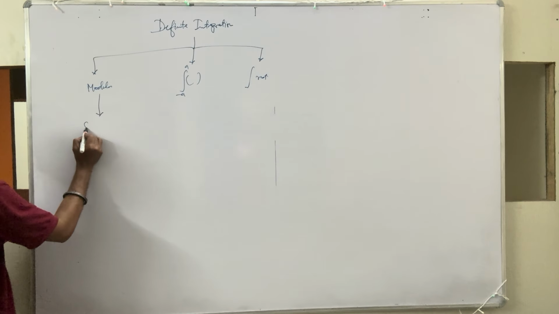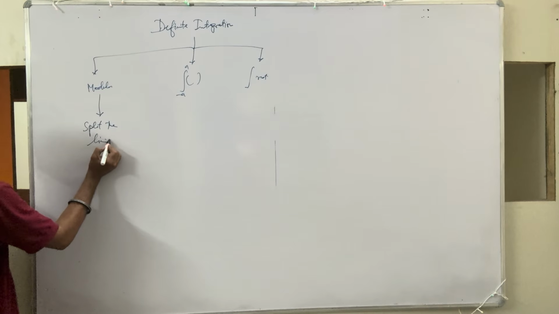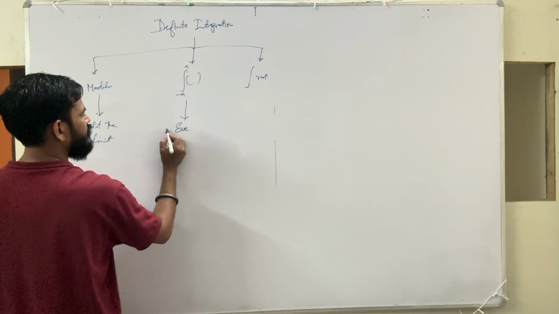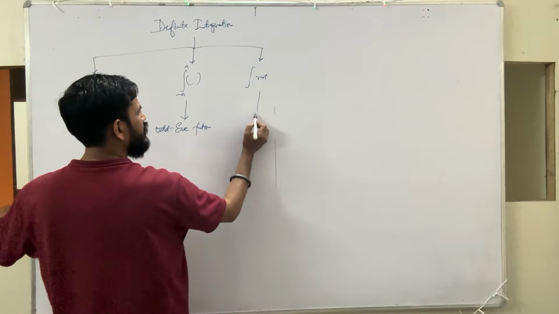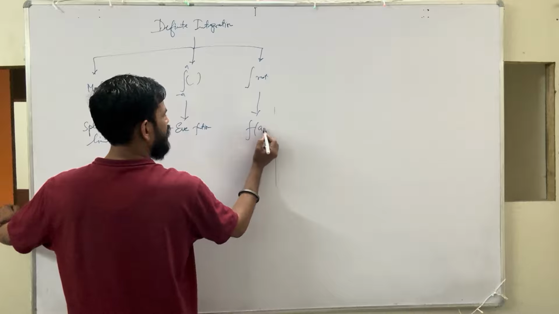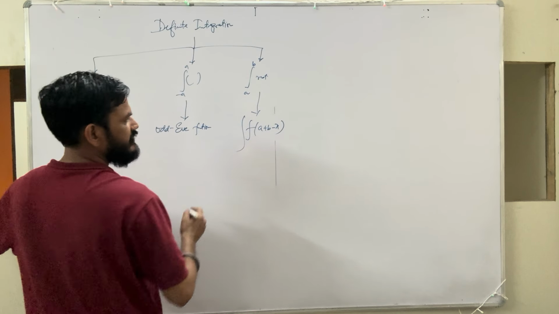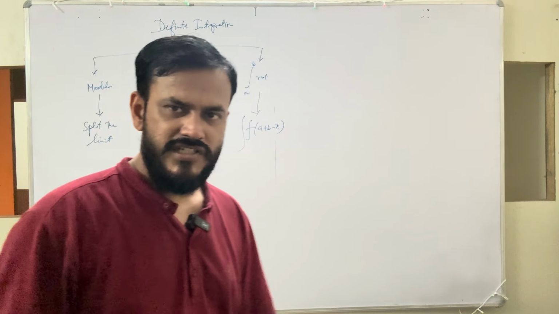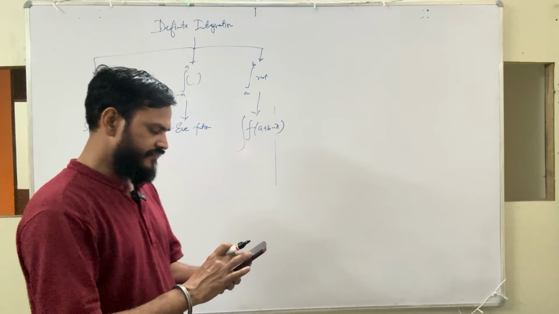In the modulus problem, we should split the limit. In minus a to a, we need to check odd-even function. And here we should use f of upper limit plus lower limit minus x. The integrand will be upper limit plus lower limit minus x. Now we'll test one integration after another.